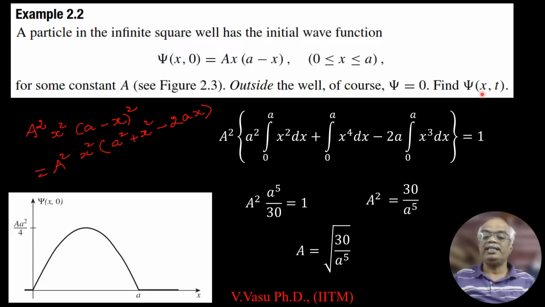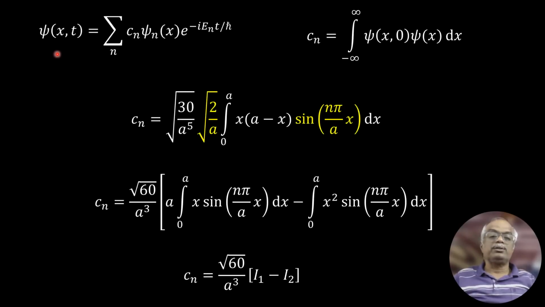Then we will find the time dependent wave function. In order to find it, we are using Fourier techniques here. Psi of x and t is equal to the summation over n of Cn psi n of x e to the power minus i En t over h bar, where Cn is equal to the integral between minus infinity to plus infinity of psi n of x times psi of x and 0, that is the initial wave function, dx.